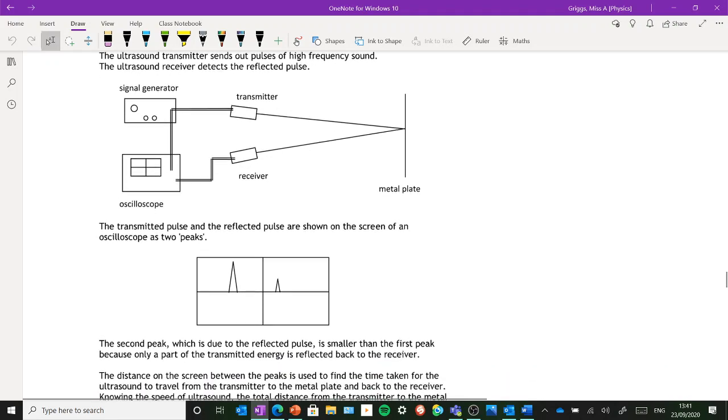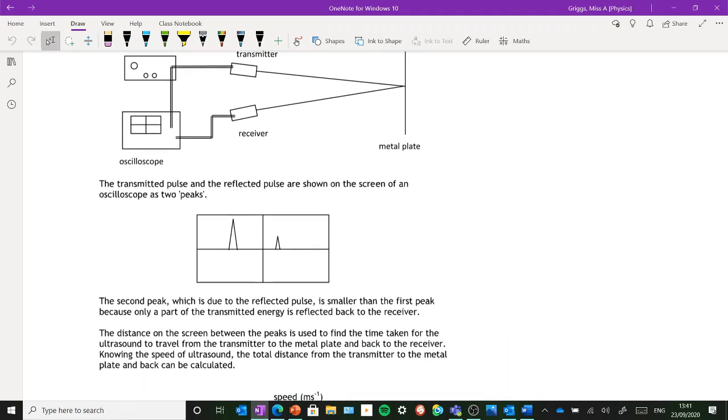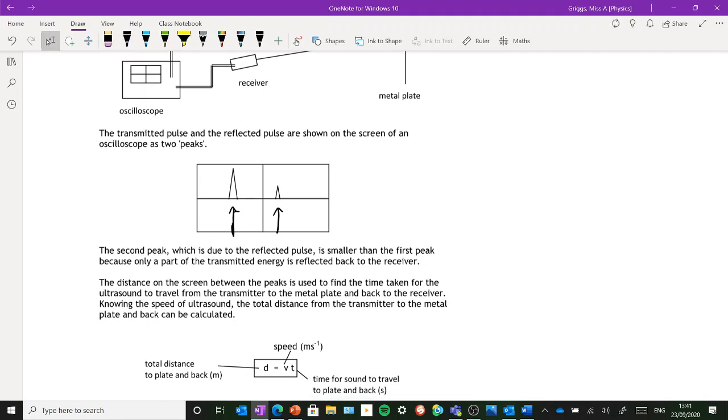So we've got it going there and back. On the oscilloscope you would see a transmitted pulse and a reflected pulse. And that tells you the time that it was transmitted and the time that it was received. So you could find the time between the two, and that would be the time it takes to go there and back. Okay, so the second peak, which is due to the reflected pulse, is smaller than the first peak, because only a part of the transmitted energy is reflected back to the receiver. So basically, energy is lost. After it's been sent out and it's come back, there has been some energy lost to the surroundings.